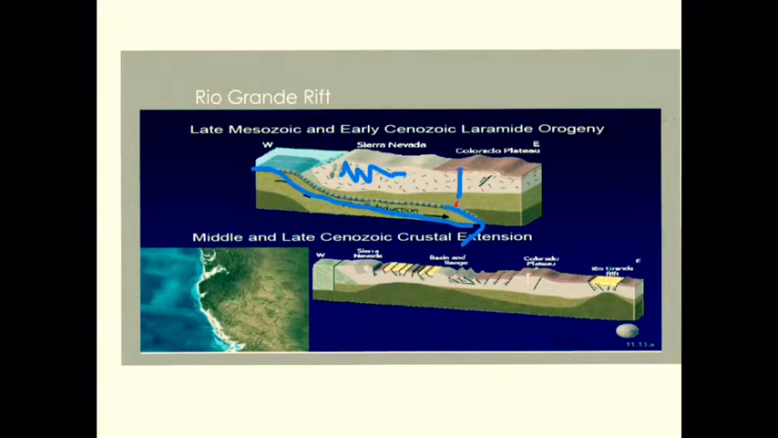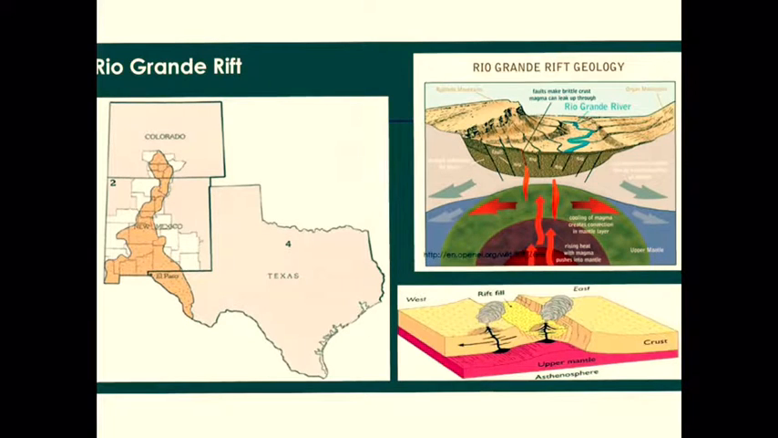Then we move on to the middle and late Cenozoic crustal extension. Here we have two continental plates pulling apart, forming a series of faults and basins. This is known as the Rio Grande Rift. The Rio Grande Rift system is a continental rift system that is composed of a disproportionate system of grabens. Grabens are crustal depressions paralleled by faults. This rift begins in Colorado, runs through New Mexico, into parts of Texas and Mexico.